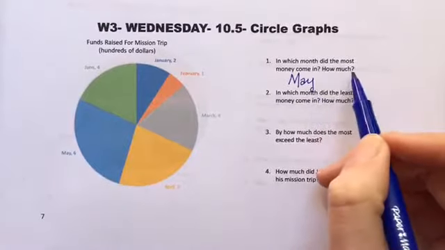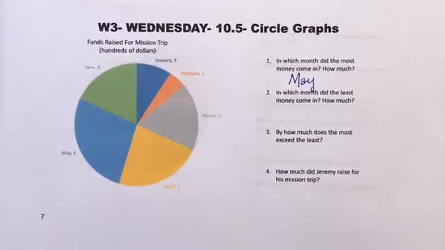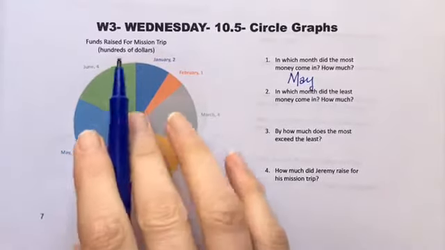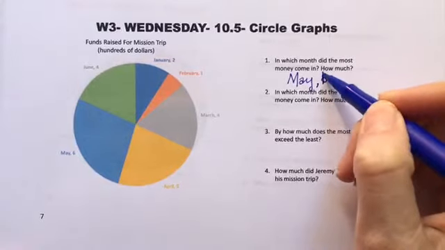And the second part to this question was how much? Well, we look and we see a 6. Did $6 come in? No, we said it's hundreds of dollars, right? So we would say May is $600.